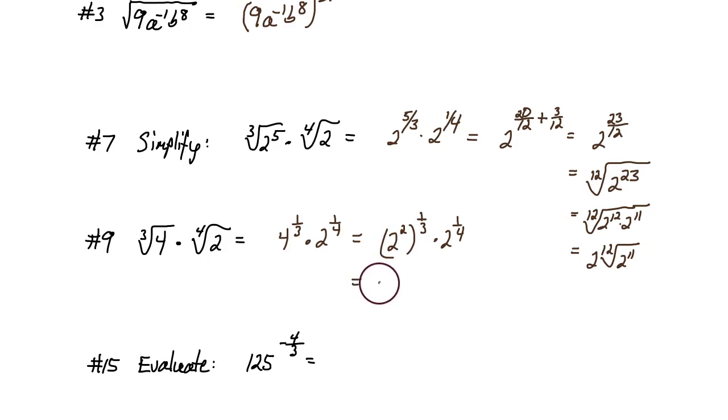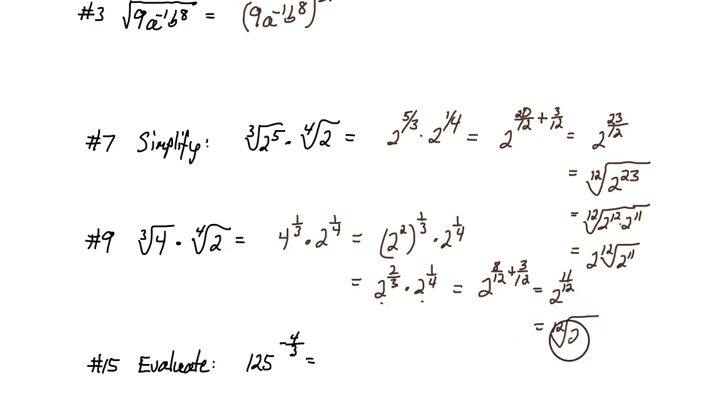This in turn is equal to 2 to the 2/3 power times 2 to the 1/4 power. Now we have a multiplication problem where the bases are the same. So you write the base and add the exponents. A common denominator on these fractions is 12, so this becomes 8/12 plus 3/12. This answer makes 2 to the 11/12. Like number 7, the original problem was in radical form, not exponent form. So let's put it back in that format: the 12th root of 2 to the 11th power.